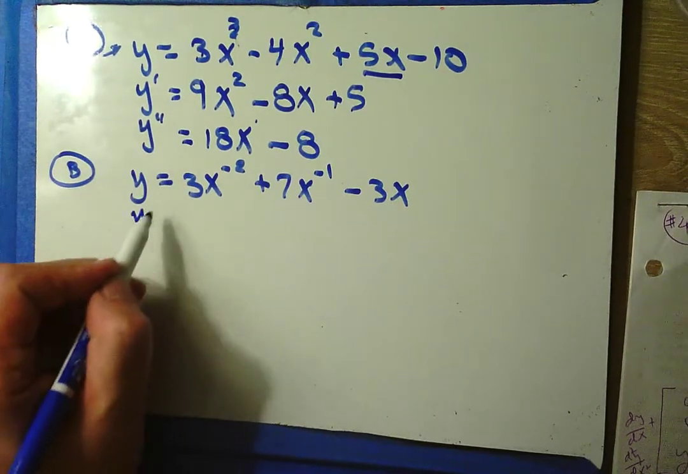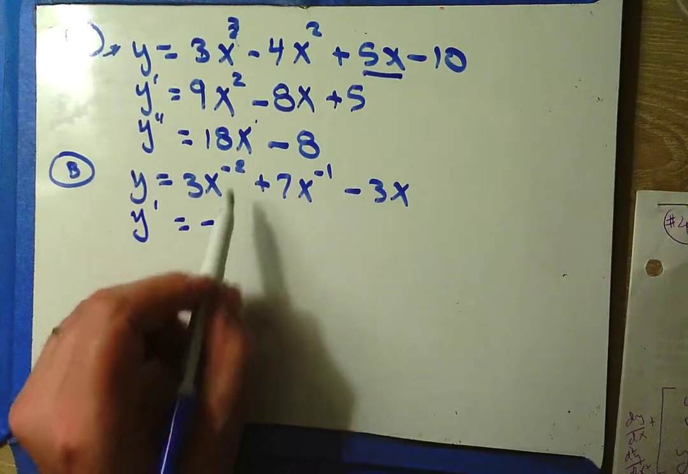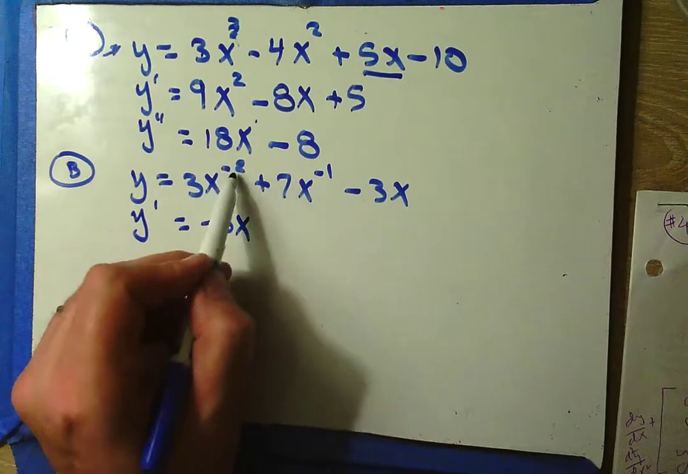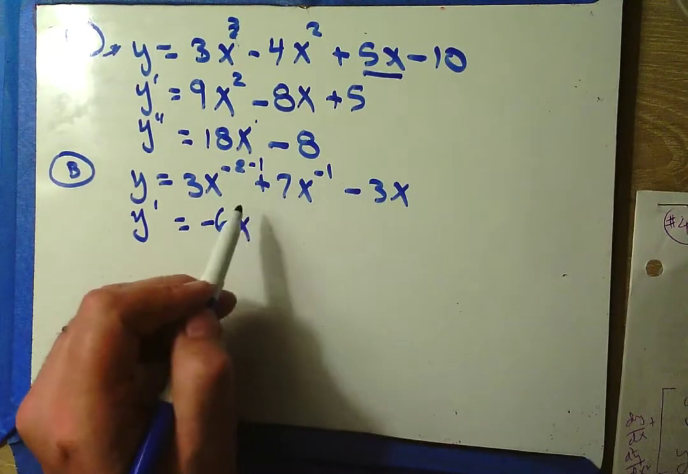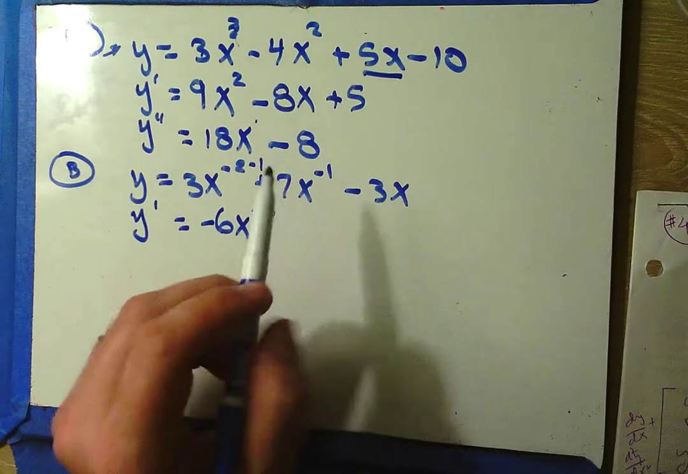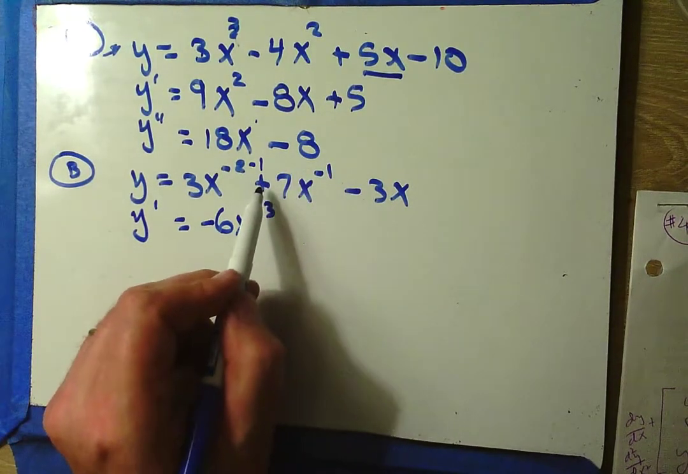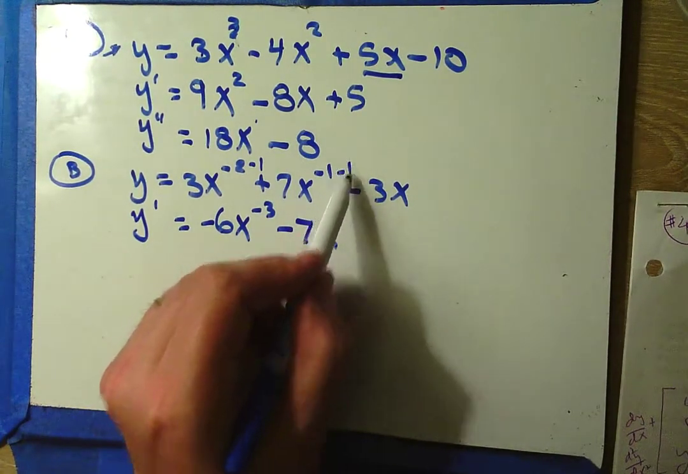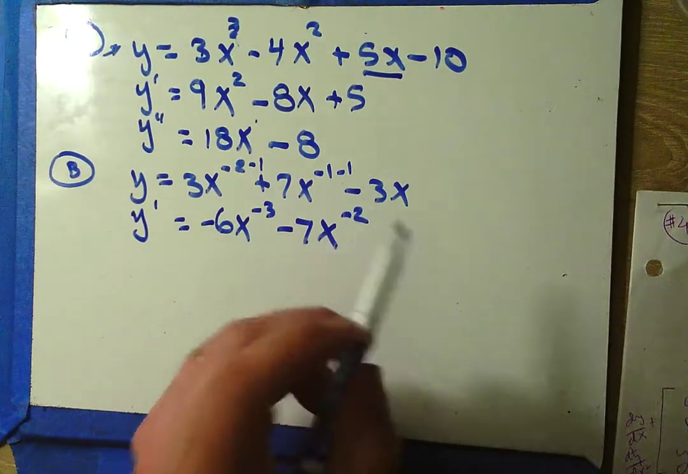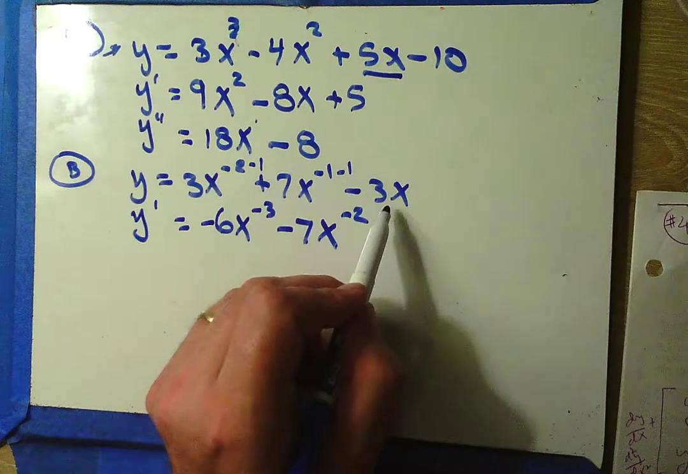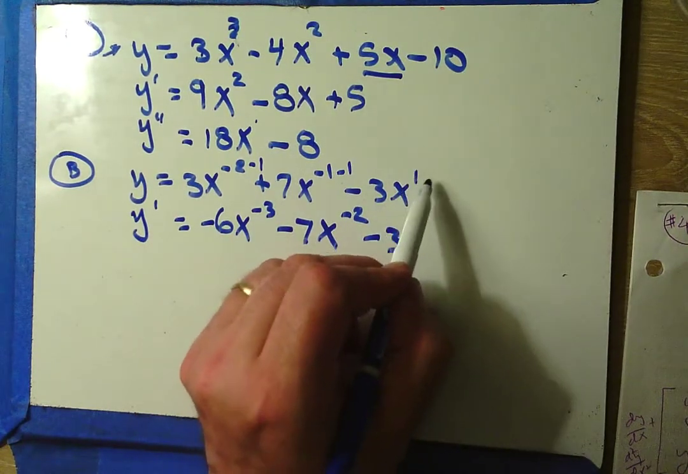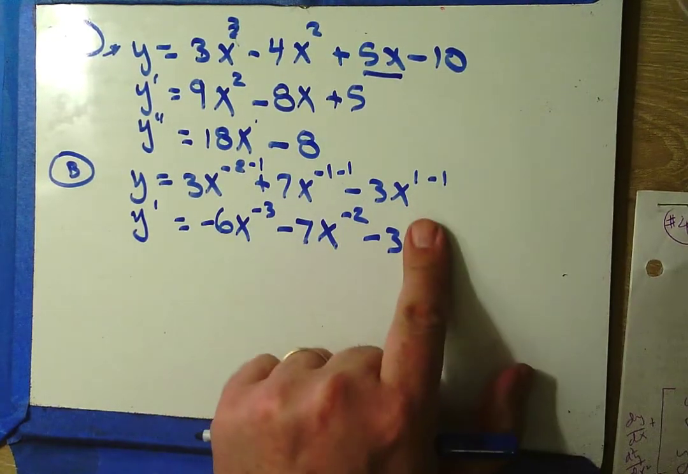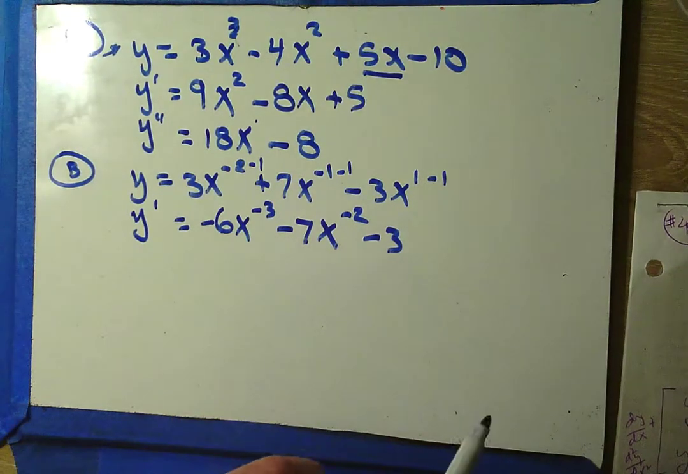Welcome back. Y prime is negative 6, because negative 2 times 3 is negative 6. X to the subtract 1. Minus 2 minus 1 is minus 3. Okay, now bring down the negative 1 times the positive 7, and we get negative 7x, and subtract 1 to the negative 2. And here, the derivative of negative 3x is negative 3. And check it out. We can even subtract 1 here and get x to the 0. What is x to the 0? 1. So 1 times negative 3 is negative 3.